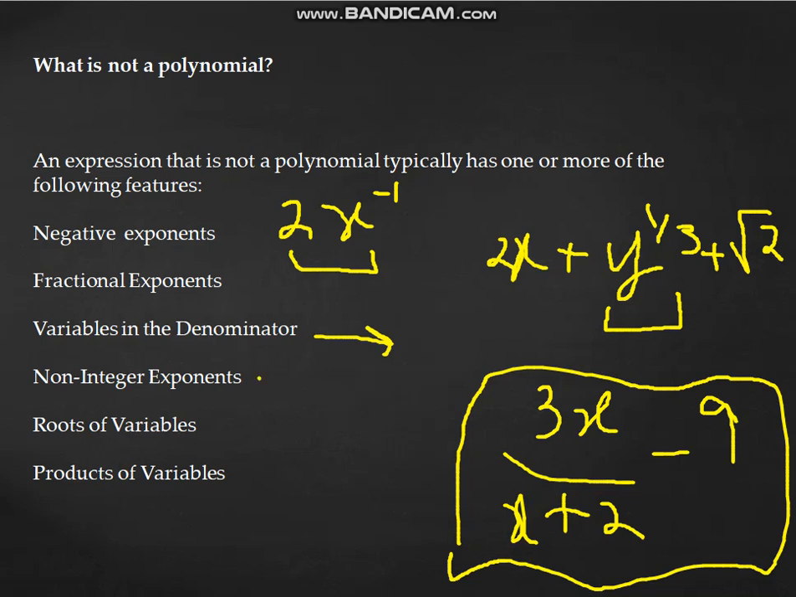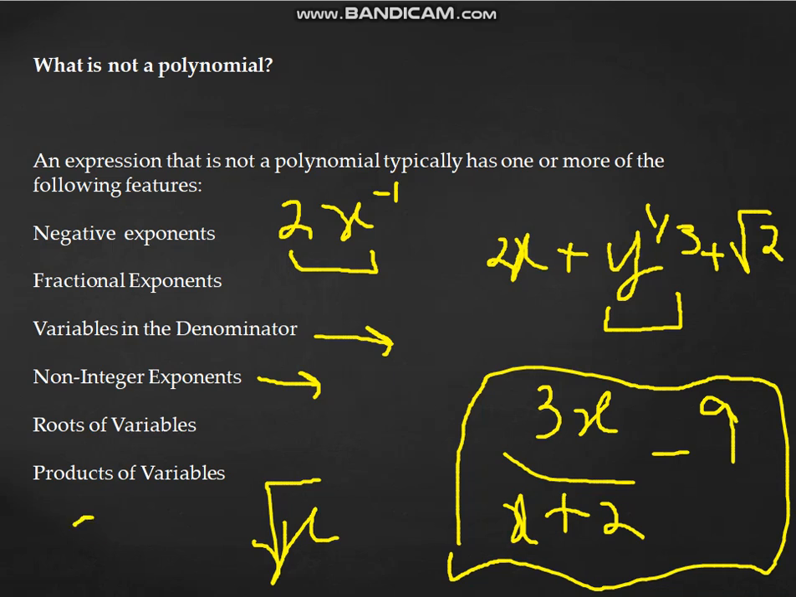Then we have non-integer exponents. What are non-integer exponents? Well, anything from negative to positive whole numbers are integers, right? So if there is an exponent other than these integers, then we would not consider it a polynomial. Roots of variables, like if you see root x or root xy or root z, that will not be considered a polynomial.